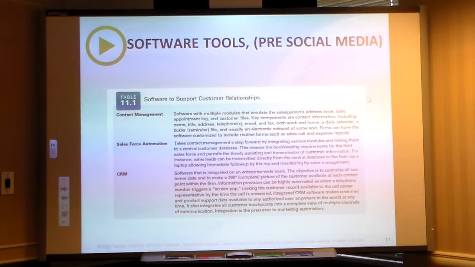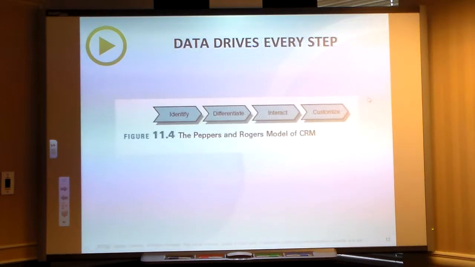So there's a table in the book on page 292 that goes over different software that you can use to support relationships. You certainly can visit and view this on your own. So we note kind of the data drives every step. This is available in your book on page 293. It's the notion that you're identifying, you're differentiating, you're interacting, and then you're customizing.